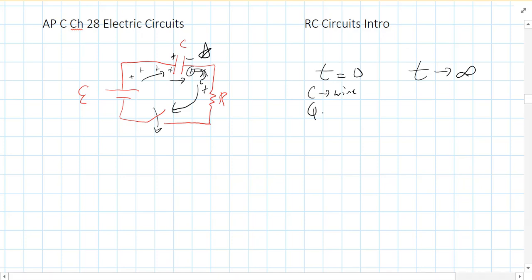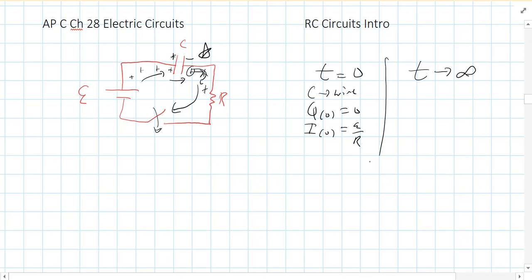The starting charge, the charge at 0 seconds, is 0. You haven't charged it up yet. The current at 0 seconds, well, if the capacitor is behaving like a wire, then the current will just be voltage over resistance, which would be E over R. So that would be your current when you first close the switch.